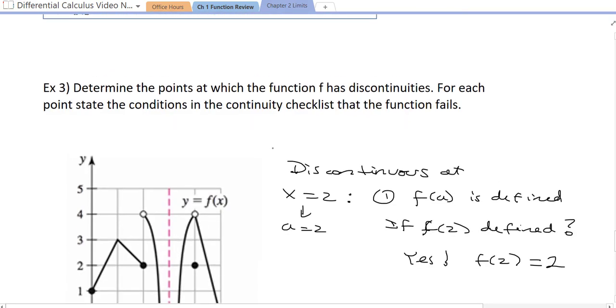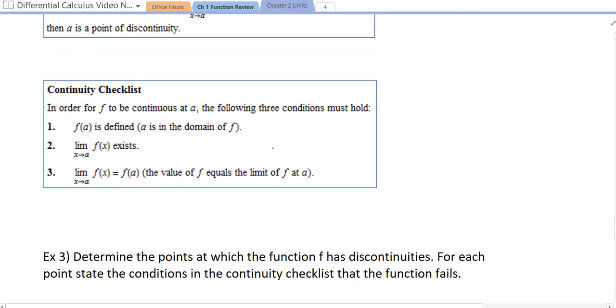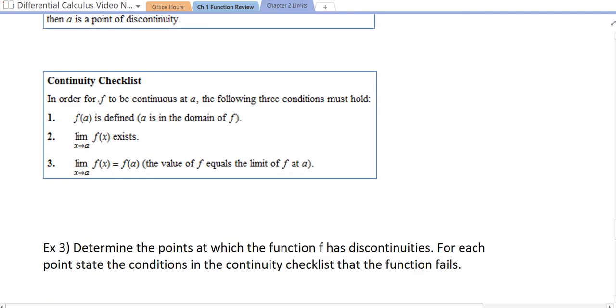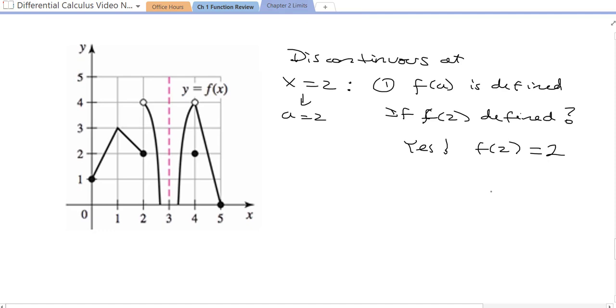So let's go back and look at the conditions again. If you want, pause the video so you can write this down, that'll be really important in case you don't have the downloaded notes. So f of a is defined, so we check that for 2. The second item on the checklist is that the limit has to exist. So let's take a look. What about the limit as x goes to 2?